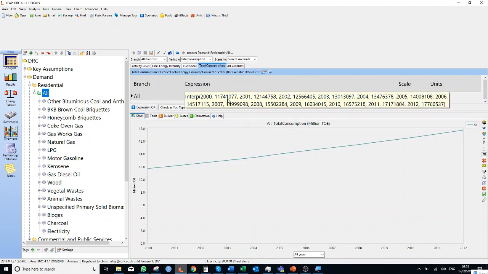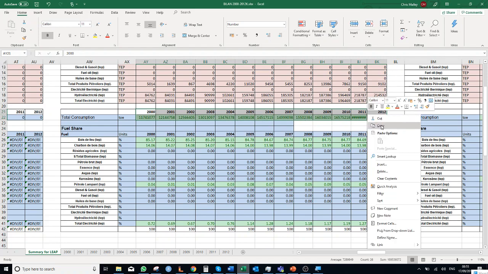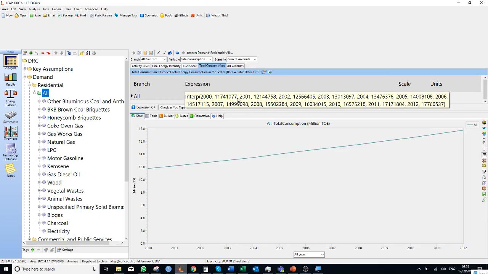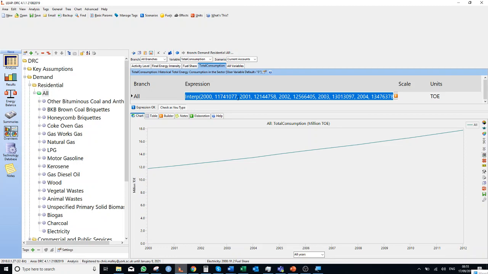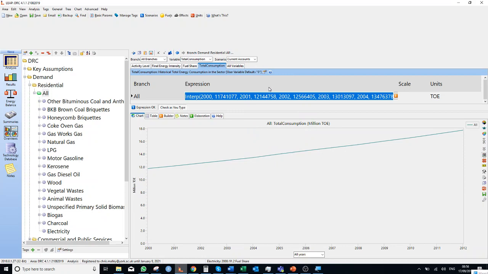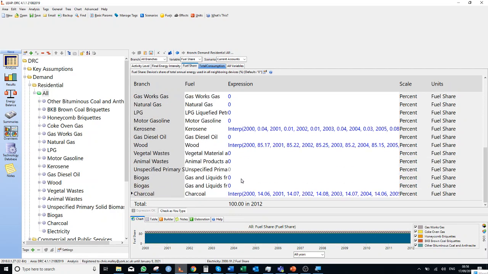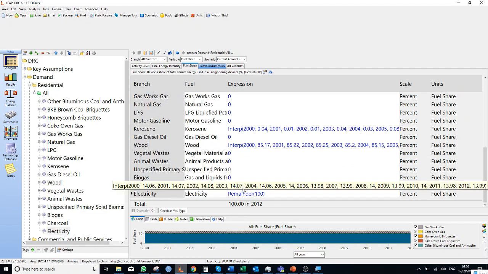And then my total consumption, I've just copied these values and pasted them into total consumption and clicked paste. Exactly the same with the fuel share. I've entered the fuel share for kerosene, the fuel share for wood, the fuel share for charcoal, and then the remainder is electricity, to make sure everything adds up to 100%.